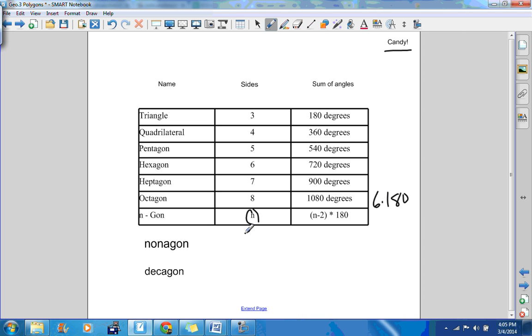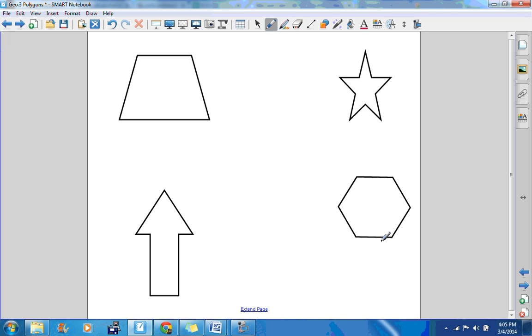A nonagon would have 9 sides, and I would do 7 times 180, which would be equal to 1260 degrees. And a decagon has 10 sides, so that would be 8 times 180, which is 1440 degrees total. Once again, that's worth candy if that table is fully filled out. So for each of these shapes, I want you to define what the shape is and then what the total sum of the interior angles would be.